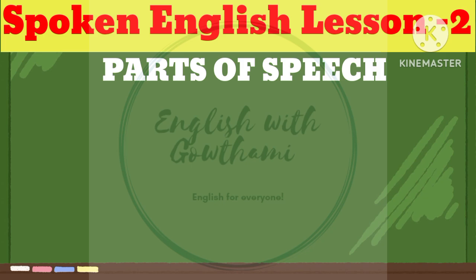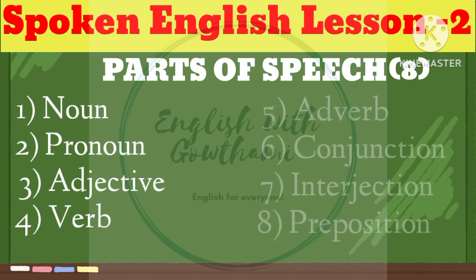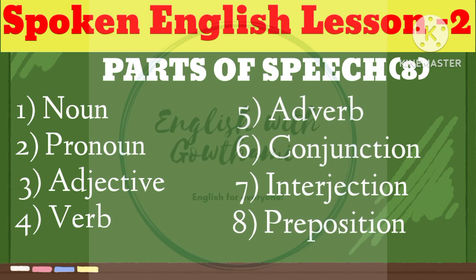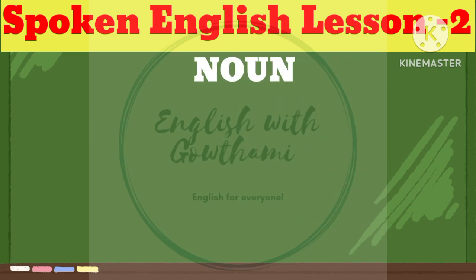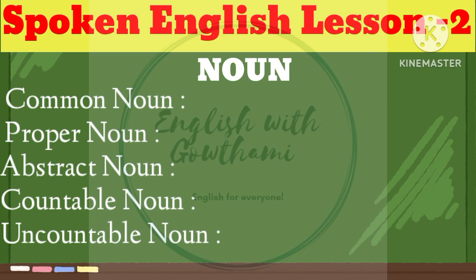First of all, coming to parts of speech, there are 8 parts of speech. They are noun, pronoun, adjective, verb, adverb, conjunction, interjection, and preposition. Coming to noun, there are types of nouns. They are common noun, proper noun, abstract noun, countable noun, and uncountable noun.